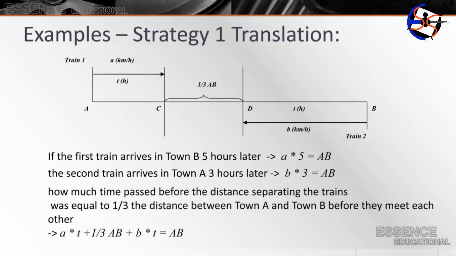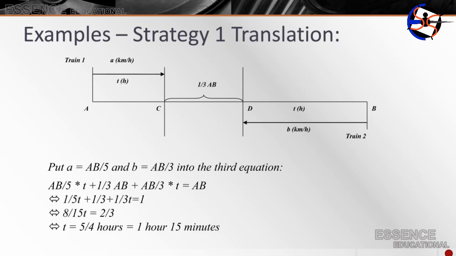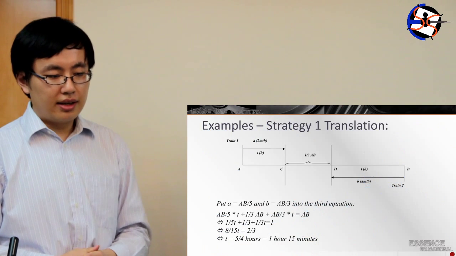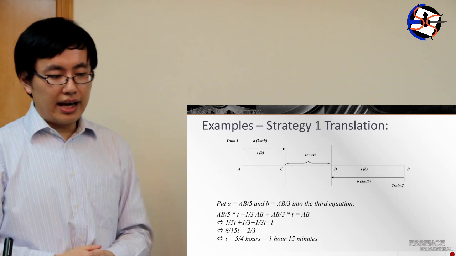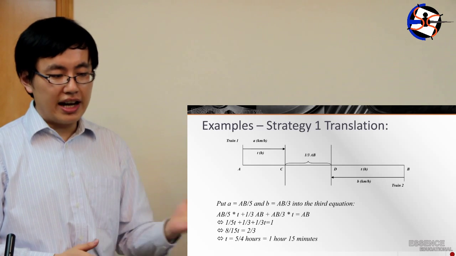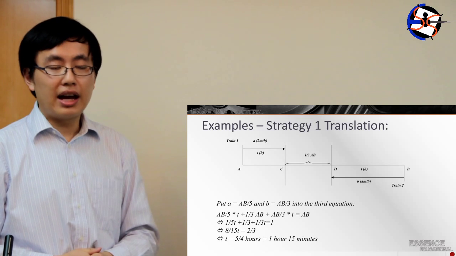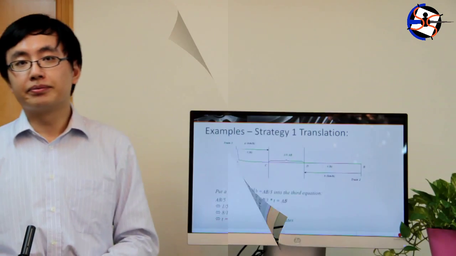And here you go. Put A equal to AB divided by 5, B equal to AB divided by 3 into the third one. And you have this equation, AB divided by 5 times T, and so on, equal to AB. And you can divide by AB on both sides of the equation. And you simplify this equation. Finally, you solve the problem. T is equal to 1 hour and 15 minutes. So basically, you choose C.